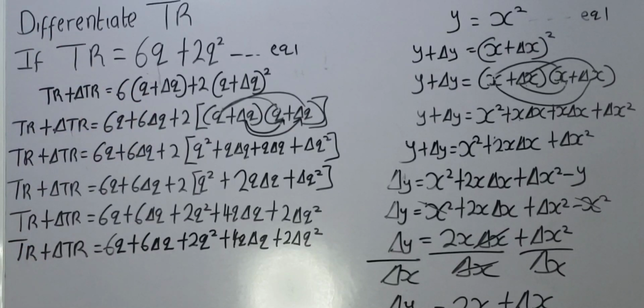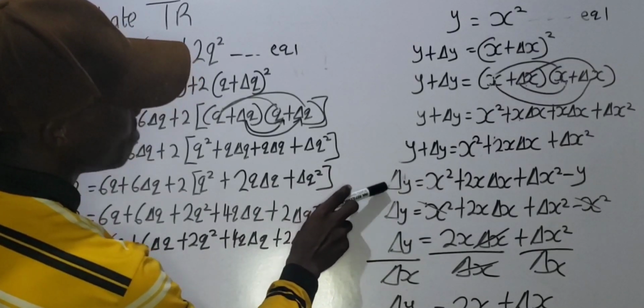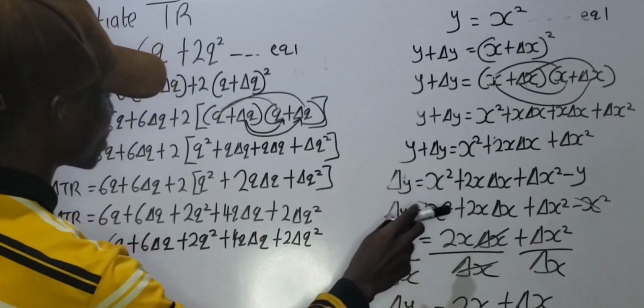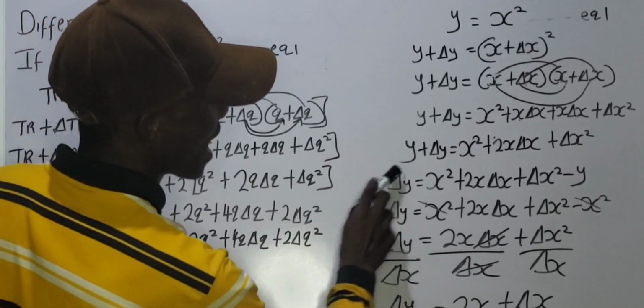The next step is that I'm going to make delta r the subject of the relation. Don't forget that when I got here, I made delta y the subject of the relation. So in this place also, I'm going to make delta r, okay? Not delta y now. Delta r the subject of the relation. So I'm going to move the tr to the other side of the equation like I did for y. Okay?